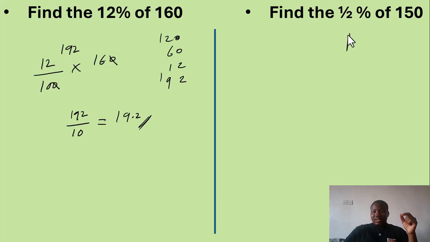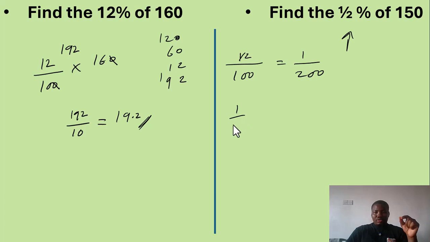A lot of people used to misinterpret half percent as half, but it is actually half over 100. So half over 100 is also equal to 1 over 200. And how do we get there? When you say 1 over 2 divided by 100, which is the same as saying times 1 over 100, because dividing by 100 is the same as times 1 over 100. So when you multiply these two together, you have 1 over 200.